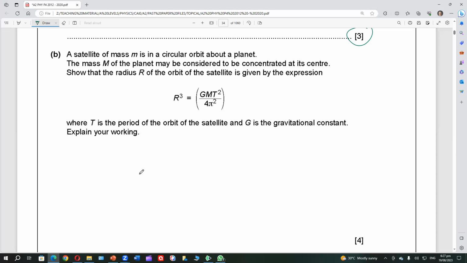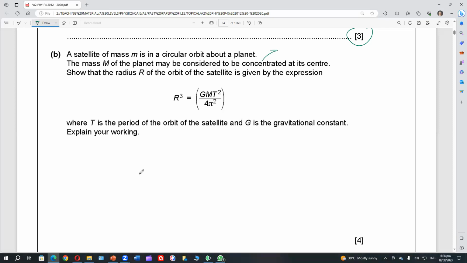Now, if you read the next part, I have shared the brief description of geostationary orbit again, and this will be helpful to recall this thing because marks were too high. A satellite of mass m is in a circular orbit about a planet. The mass m of the planet may be considered to be concentrated at its center. It means it's a point mass.